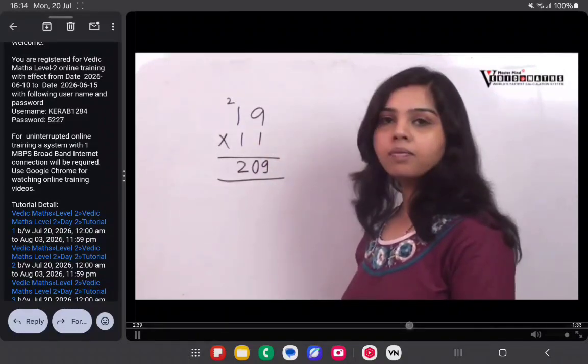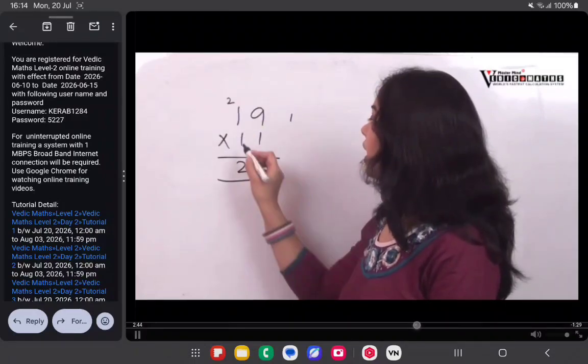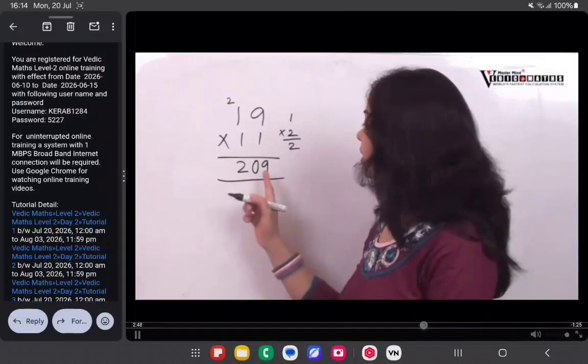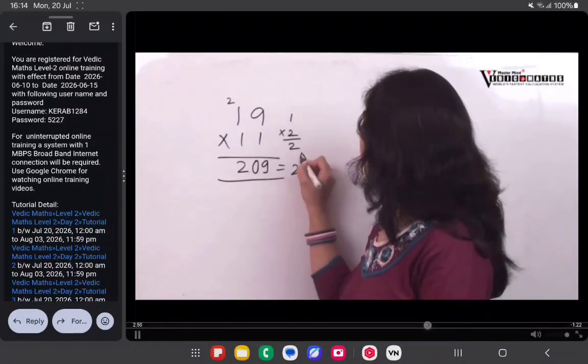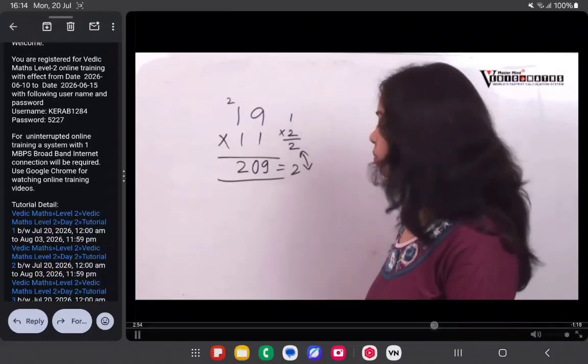Let's check it by Navanga. This is 1. We can ignore 9, and 1 plus 1 is 2. So 1 into 2 is 2. From here also 2. That means our answer is correct. Let's take another example.